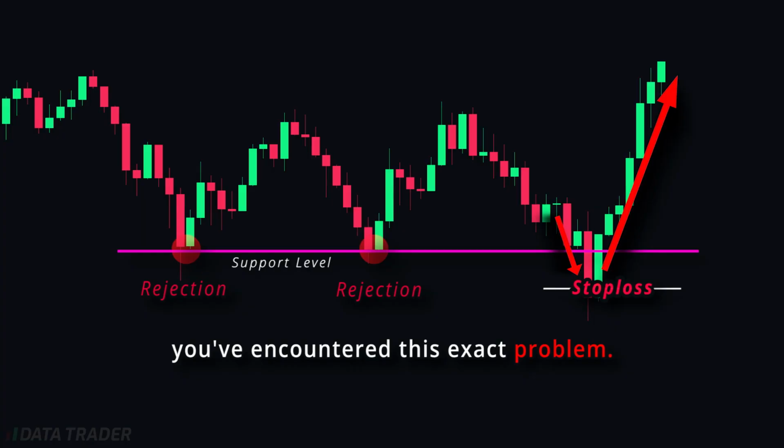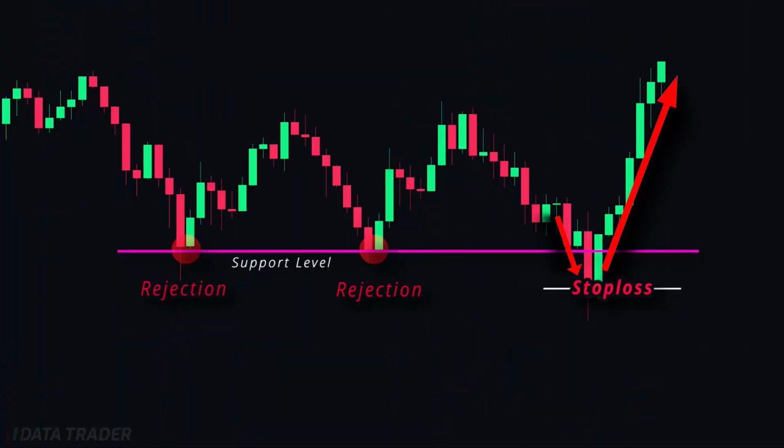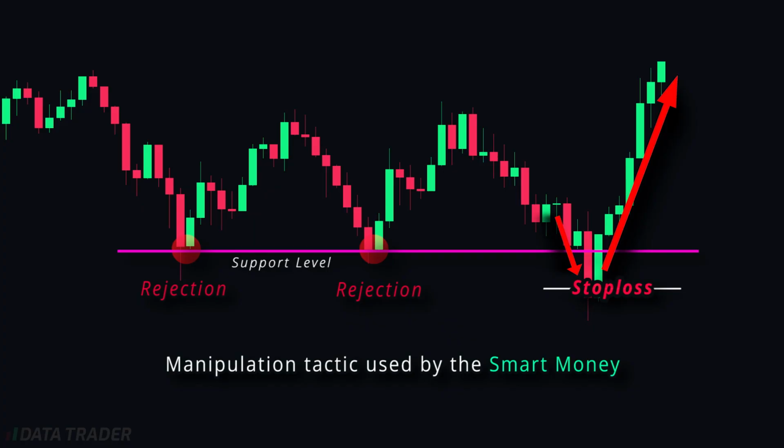Now, for most of you that experience this, I'm sure you'll find it really frustrating. But what most traders don't know is that this is actually a common manipulation tactic that the smart money use to control prices and steal profits from retail traders like us.